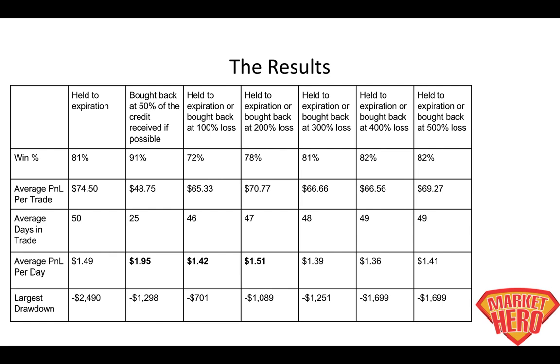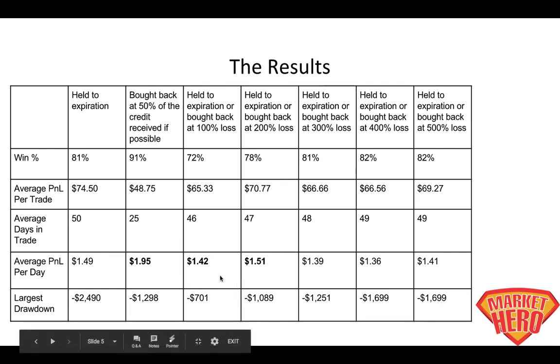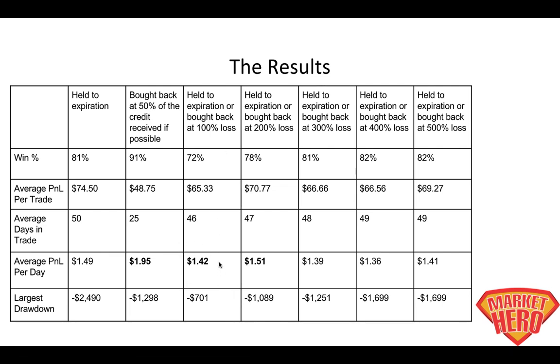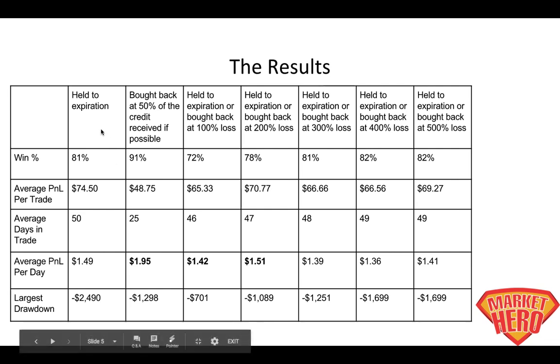However, if for some reason you don't want to manage your winners, there is definitely a good argument for putting a stop loss at double or 100% of the credit received. Why do I say that? Because it's all about P&L per day. At the same time, your largest drawdown is a third of what it was when you're just holding to expiration. So there's a few takeaways here.